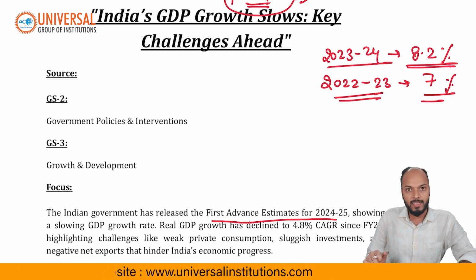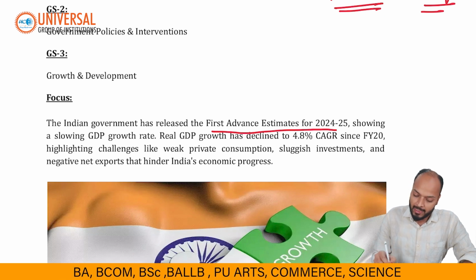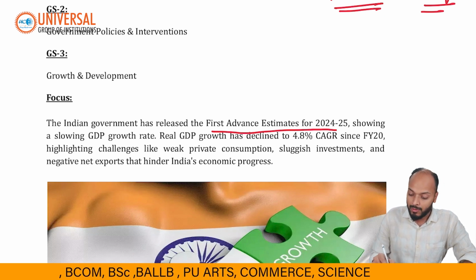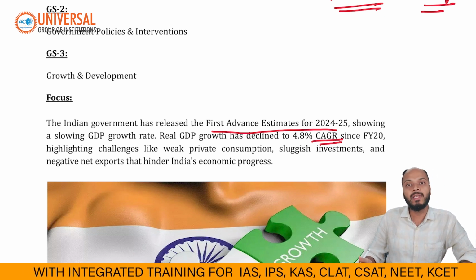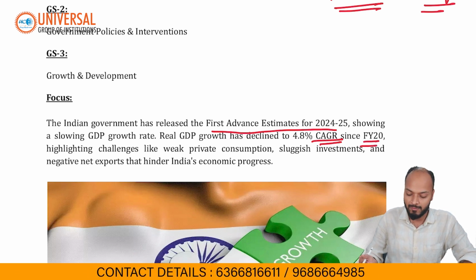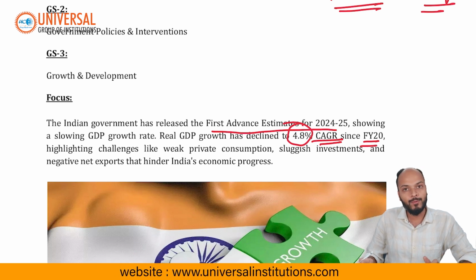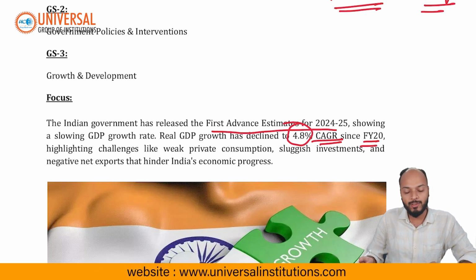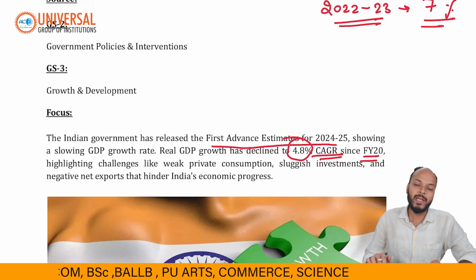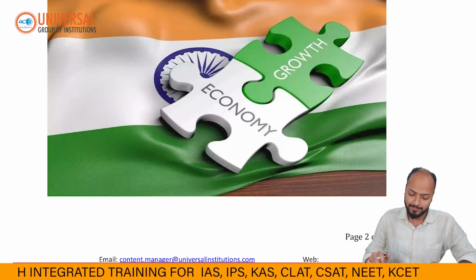So starting from the news, the recent estimate says that the real GDP growth, which is compounded annually since the financial year 2020, is only 4.8%. Meaning in the last 4 years, if we take the average growth, it is only 4.8%. This year it is going to be 6.4%.